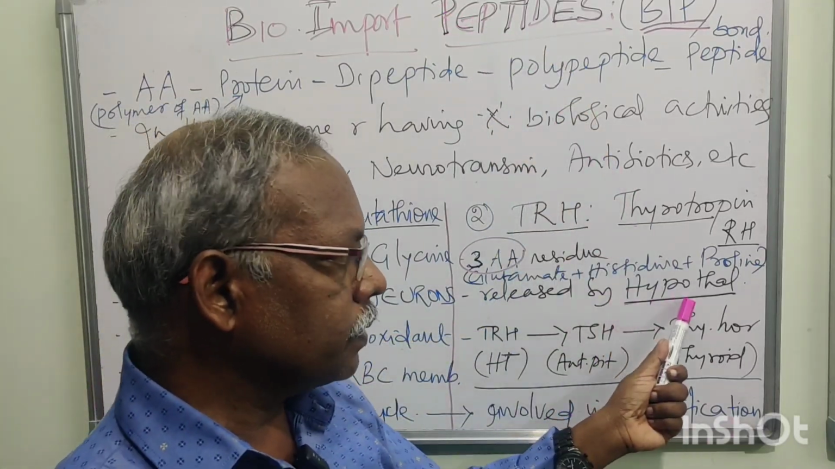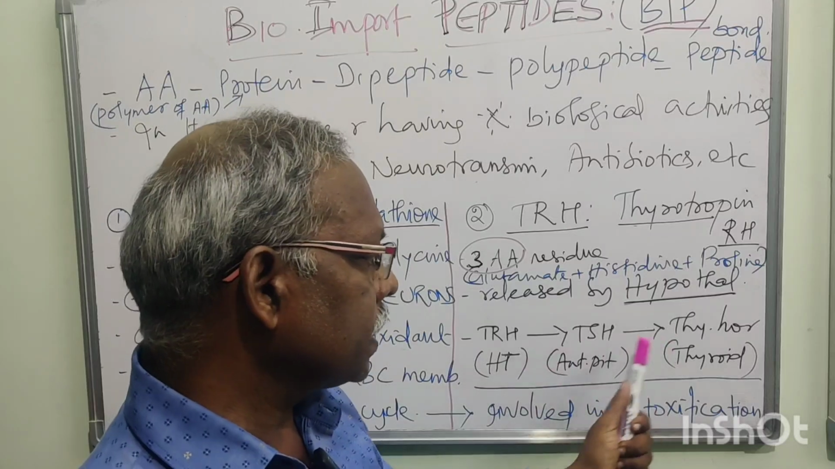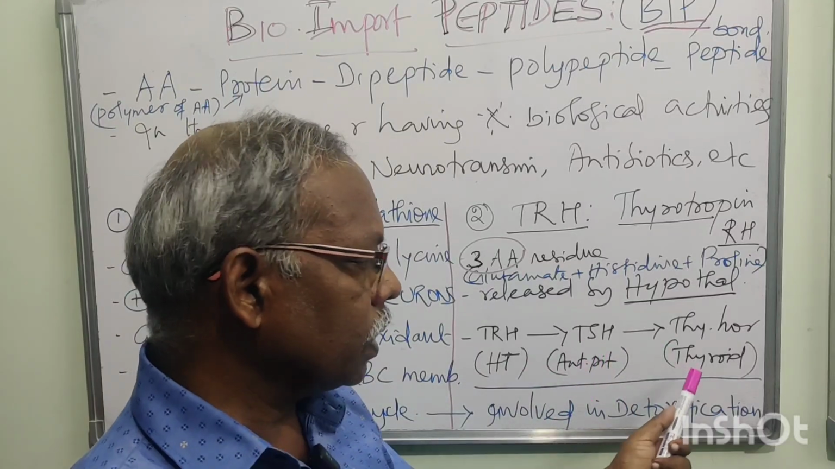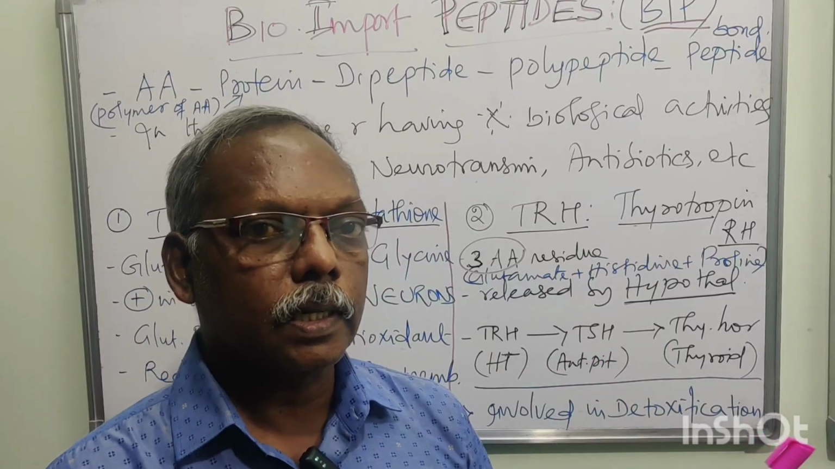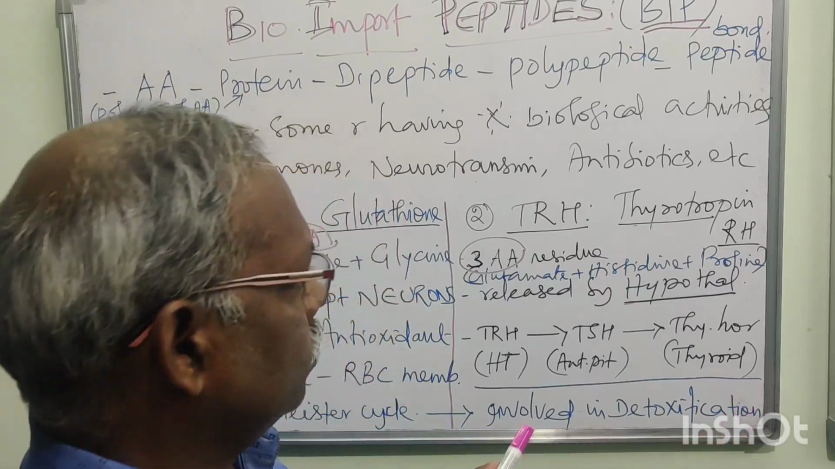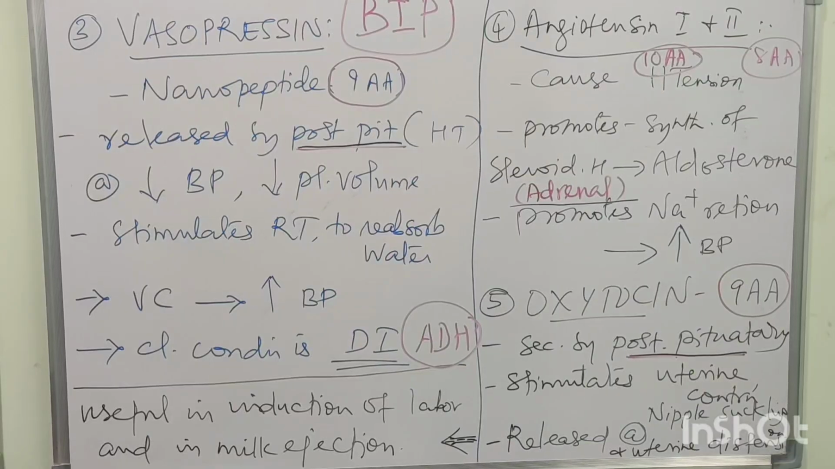Where is it released from? The hypothalamus. How does it act? It acts on the anterior pituitary and thyroid and finally releases the thyroid hormones T3 and T4.